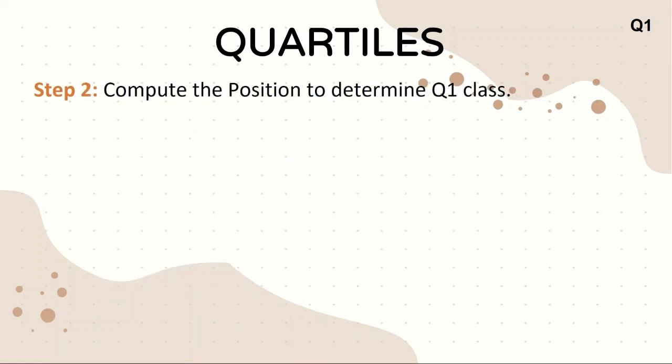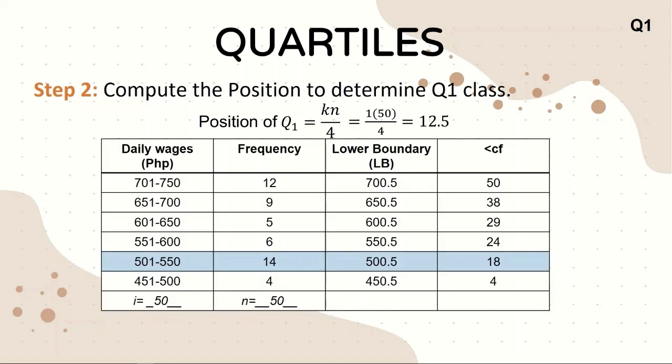For step 2, we have to compute the position to determine the first quartile class. So here is the formula to get the position of the first quartile. Quartile 1 is equal to k times n over 4. Since we have to get the first quartile, k is equal to 1 and n is equal to 50. So it becomes 1 times 50 over 4, which equals 12.5. This means we need to find the class where the 12.5th score is contained.